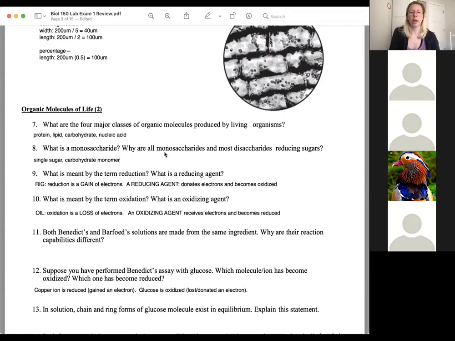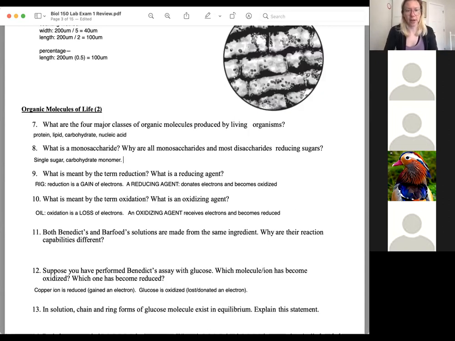And then it asks us why all monosaccharides and most disaccharides are reducing sugars. So what is it chemically or structurally about these molecules that makes them reducing sugars? I'm not 100% sure, but I think because a reducing sugar has a carbonyl, it causes them to go back and forth from the linear form to the ring form. Yeah, that's basically it. The key word there is that carbonyl group.